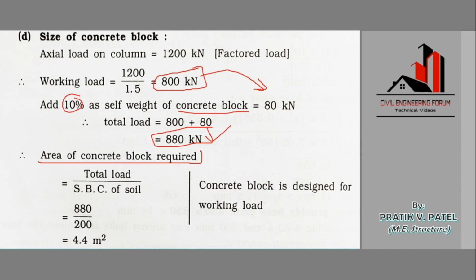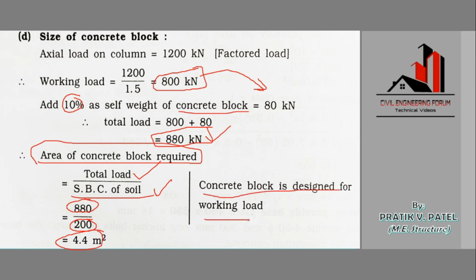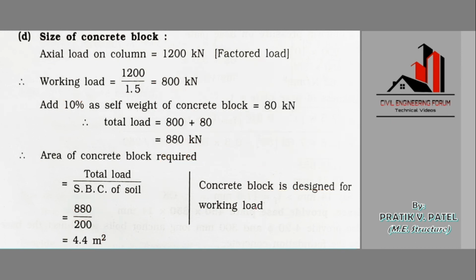Now we'll talk about the area of concrete block required. In order to find the area of concrete block required, total load is divided by the soil bearing capacity. Here our total load is 880 kilonewton and soil bearing capacity is 200 kilonewton per meter square. So our answer is 4.4 meter square, and we know that the concrete block is designed for working load, right? That is why we have calculated this 880. So our area of concrete block required is 4.4 meter square.